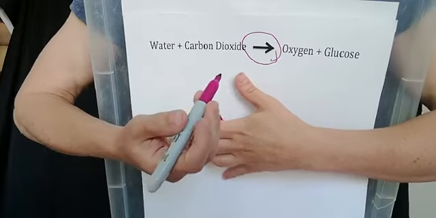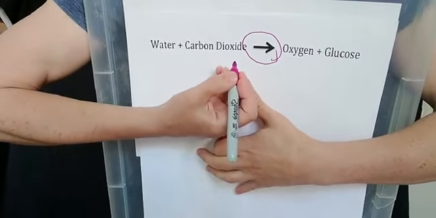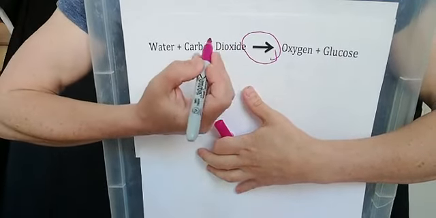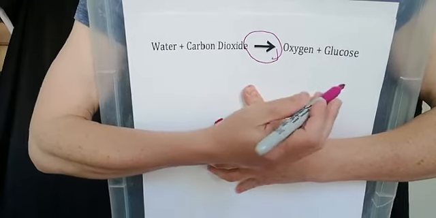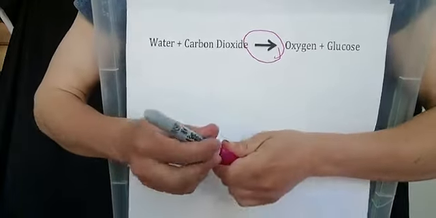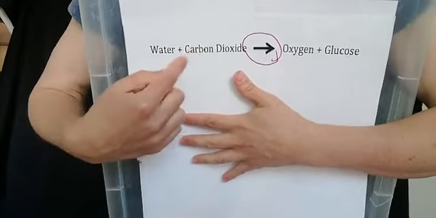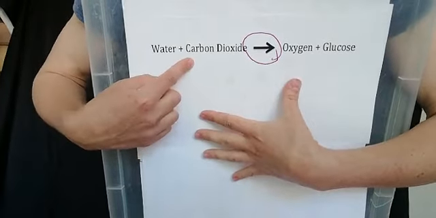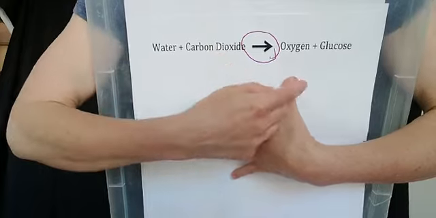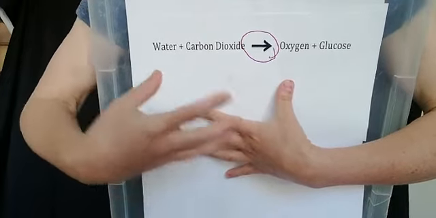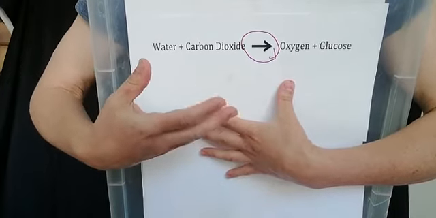And the other reason that one was wrong is I'd put light on this side. Water plus carbon dioxide plus light becomes oxygen and sugars. That's not quite right either, because these are kind of like the ingredients. So you can sort of think of it as making a cake. The plant uses water and carbon dioxide to make oxygen and glucose, and to do that, it needs energy from the sun. It needs light.